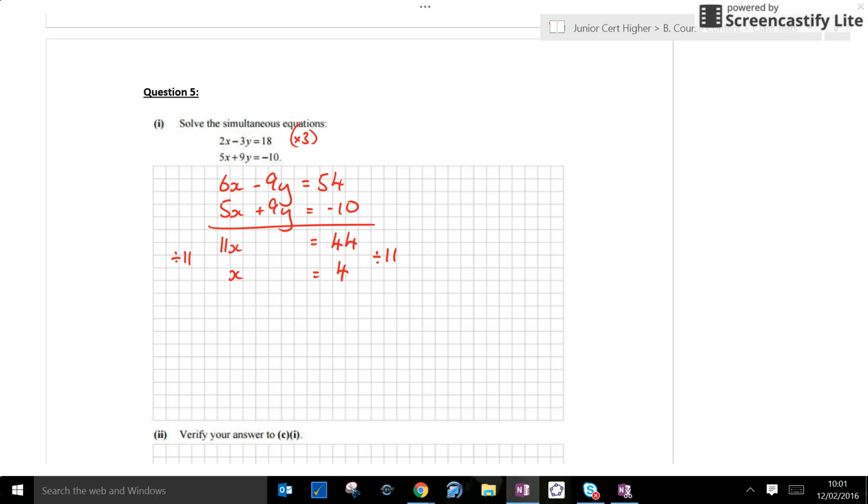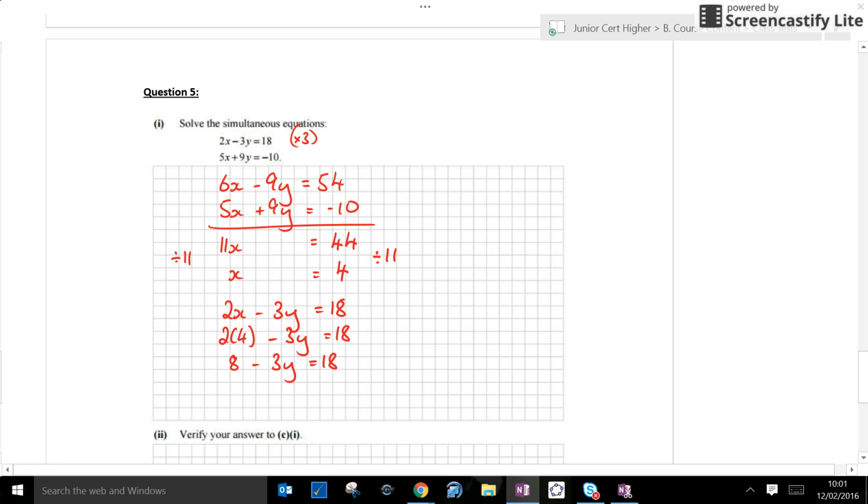I can use either of the two equations to find the value of y by substituting in x equal to 4. Let us take the first equation, 2x minus 3y equals 18. Well, we just found out that x is 4, so that means 2 times 4 minus 3y equals 18. 2 4s are 8, minus 3y equals 18.